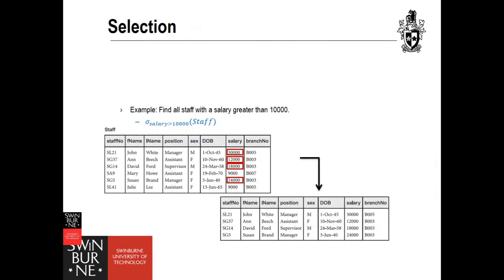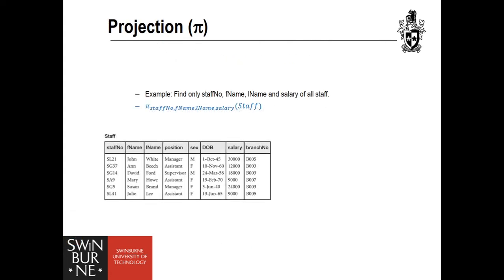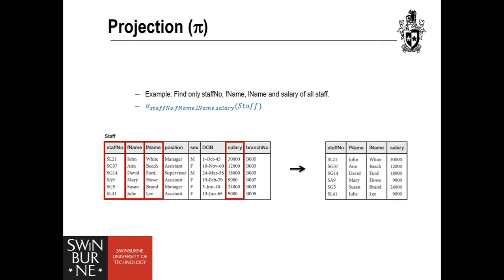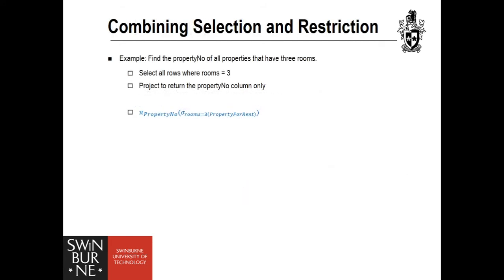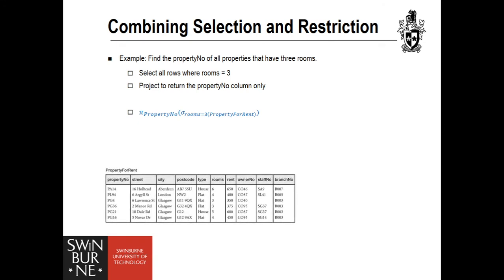Selection, projection, and the last one is a combination. In many actual queries, we need both restriction and projection. This is because many relations have a lot of attributes, and showing them all is only confusing.